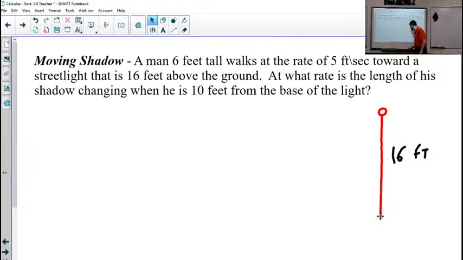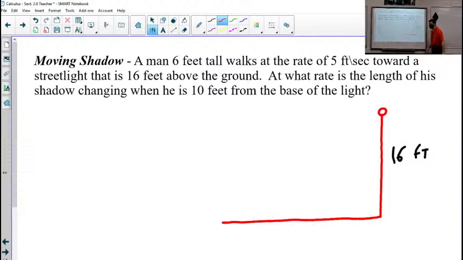All right. Now, we are going to draw the ground. There's the ground. All right. Next, I am going to draw a person. There's my person. All right.